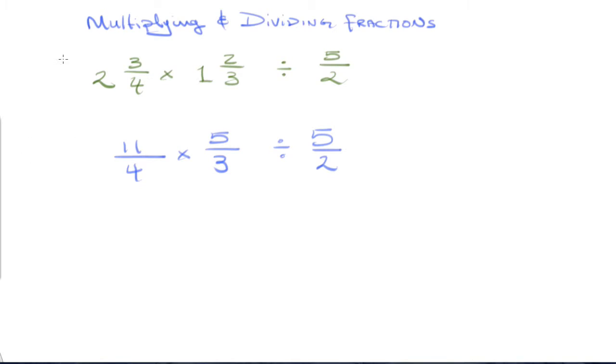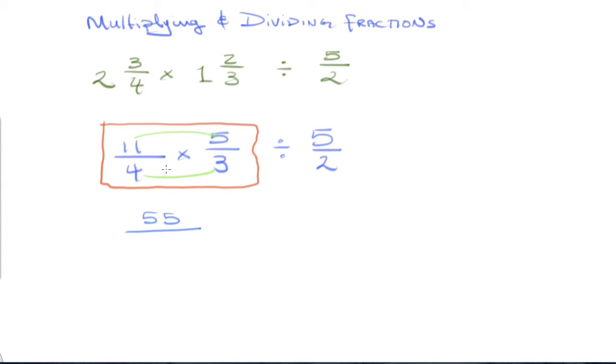I'm going to focus on the first question over here, which is this multiplication, and we'll do the division afterwards. So to multiply, all we have to do is top with top like this, and bottom with bottom. This gives us a result of 11 times 5 is 55, over 4 times 3 is 12. Notice that 55 over 12 is an improper fraction, but also it cannot be reduced more than that.